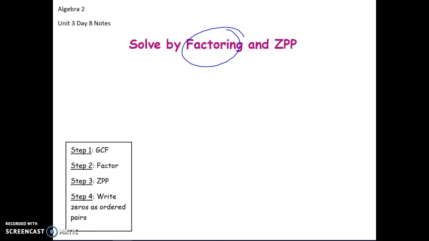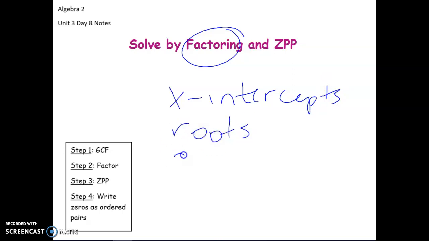And the thing that we find, remember, when we solve by factoring is the x-intercepts, also called the roots, also called the zeros, also called the solutions. So any of those words could be used in the quiz or in the quizzes or in your homework or next year when you take math again. You need to be prepared to see any of these words.